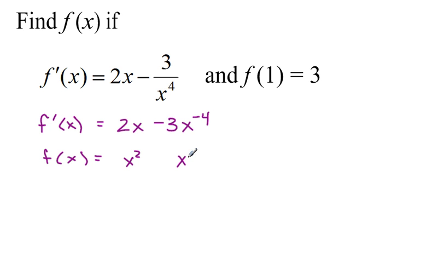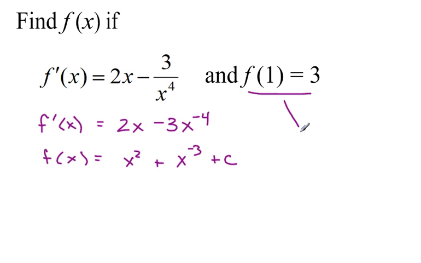So f prime of x equals x squared, and let's see, I want to raise this to a negative 3, which means I'm going to divide this number by negative 3, and it's going to be plus. Ones like this, I always like to check. Let's go backwards. Derivative of x to the negative 3 would be negative 3x to the negative 4. So that looks good. And I need a plus c.